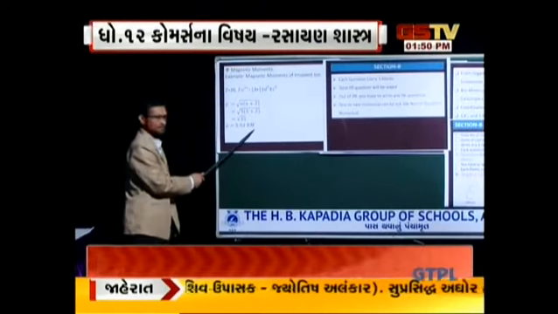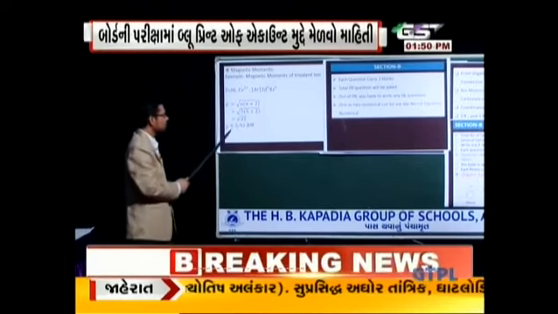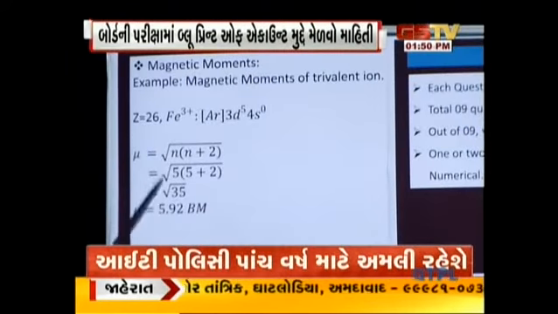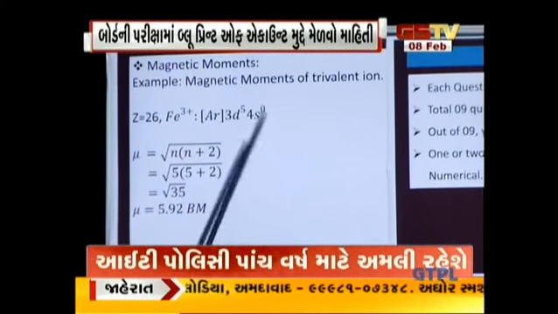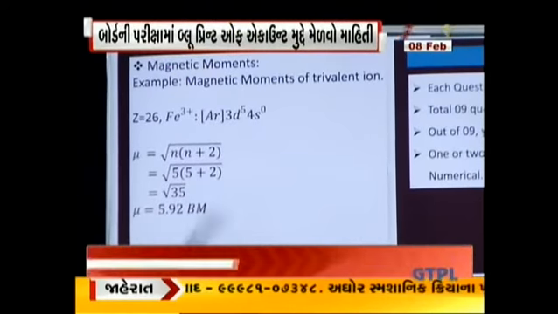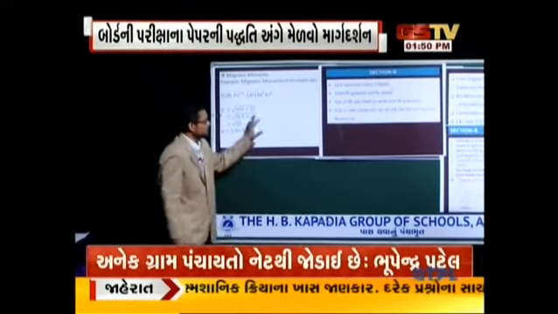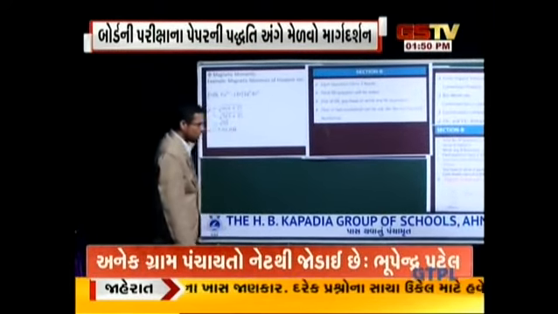Bohr magneton is the unit of magnetic moment. So in this way you can solve the 2 mark question: 1 mark for the formula and 1 mark for the answer. Okay. Chapter number 9 is very important according to chapter weightage.